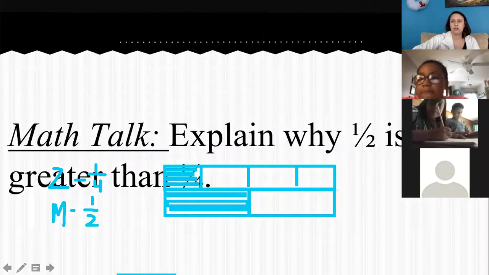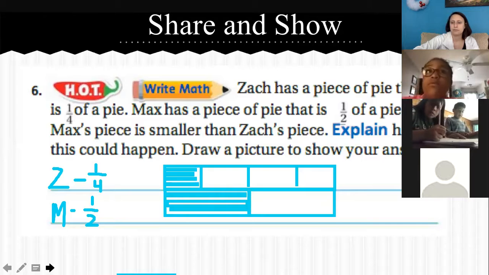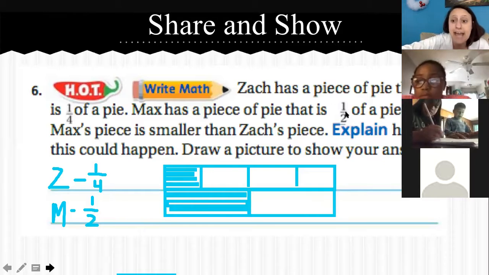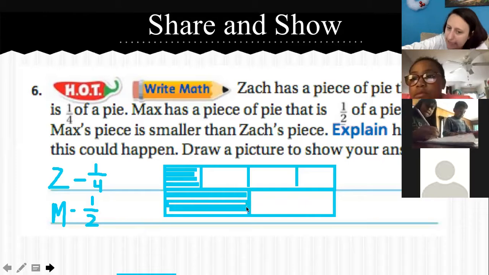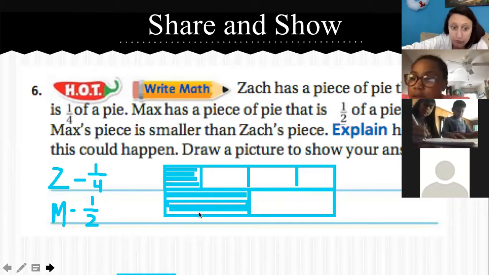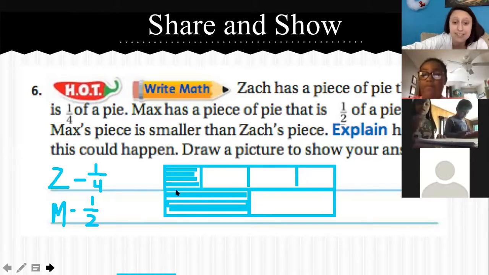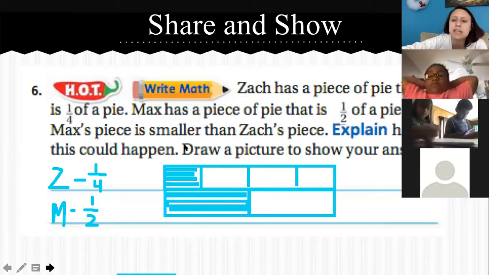Whoa, I did not mean to do that. Okay. All right. So it says half of a pie. Max's piece is smaller than Zach's, but is it? No. Yeah, Max's piece is not smaller than Zach's piece. Zach's piece is smaller than Max's, but it says here, explain how this could be true.